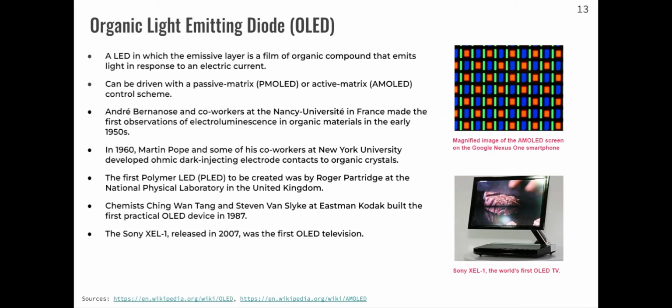Chemists Ching Wan Tang and Stephen Van Slyke at Eastman Kodak built the first practical OLED device in 1987. They made a device such that the light emission occurred in the middle of the organic layer, which resulted in a reduction in operating voltage and improvements in efficiency. White OLEDs, pioneered by J. Kido at Yamagata University, Japan in 1995, achieved the commercialization of OLED backlit displays and lighting.